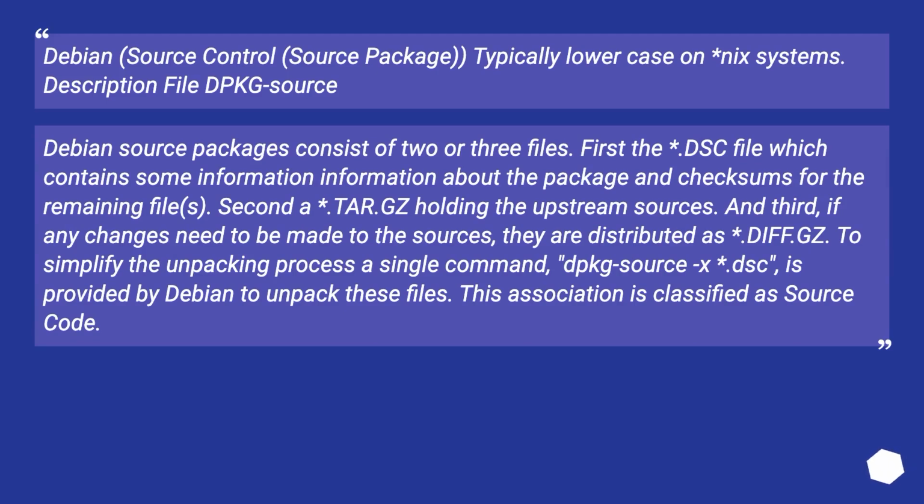First, the .dsc file, which contains some information about the package and checksums for the remaining files. Second, a tar.gz holding the upstream sources. And third, if any changes need to be made to the sources, they are distributed as diff.gz. To simplify the unpacking process, a single command, dpkg-source -x .dsc, is provided by Debian to unpack these files. This association is classified as source code.